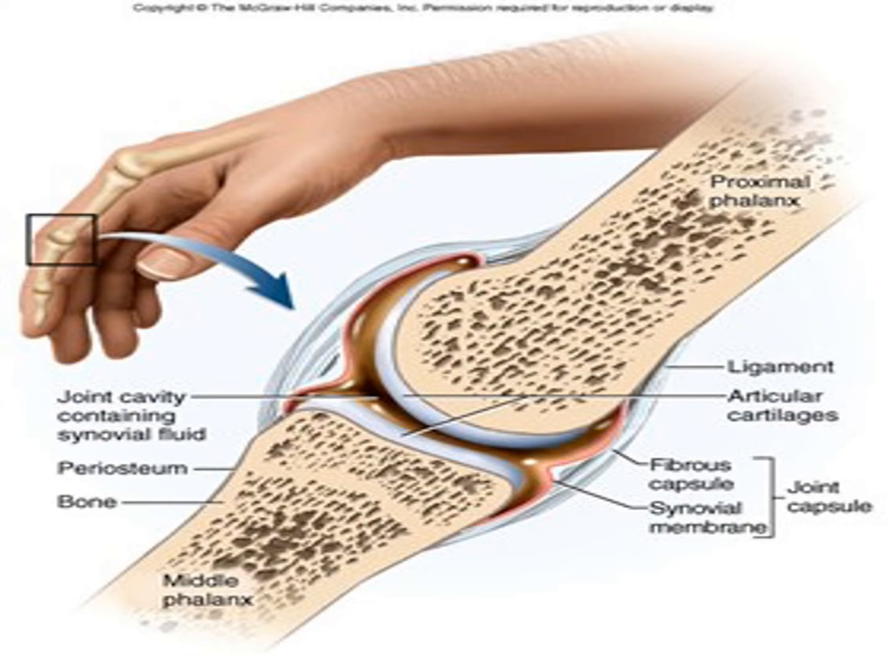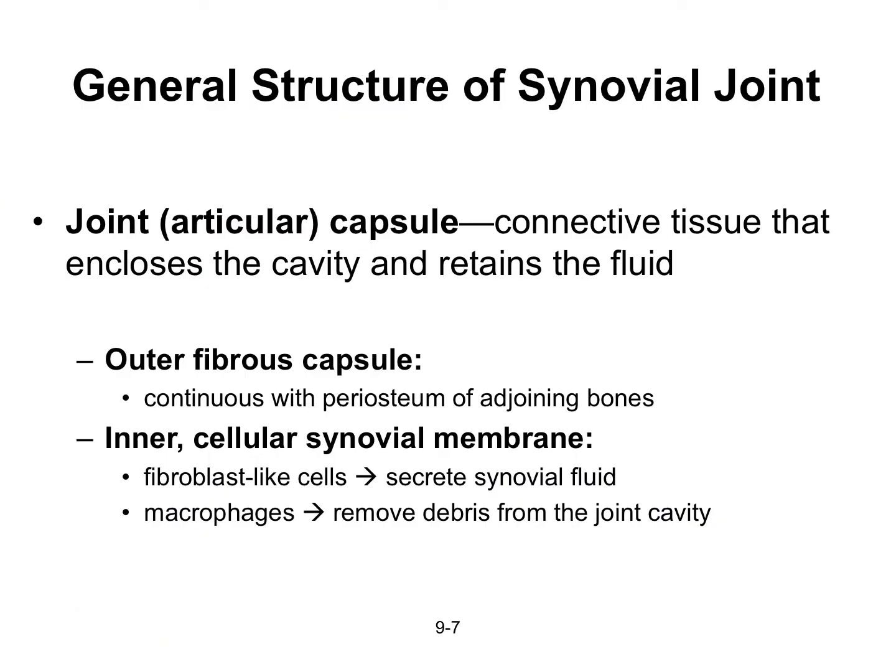Now we come to the general structure, general features of the synovial joint. Firstly, we have the articular capsule or the joint capsule. This is basically composed of connective tissue, fibrous connective tissue, composed of collagen fibers. It encloses the joint cavity inside and retains the fluid that is known as the synovial fluid. The capsule has two layers.